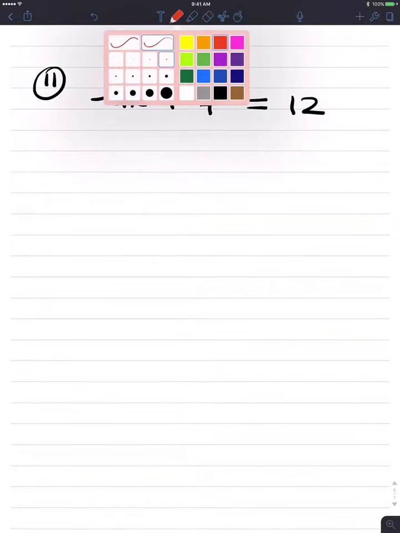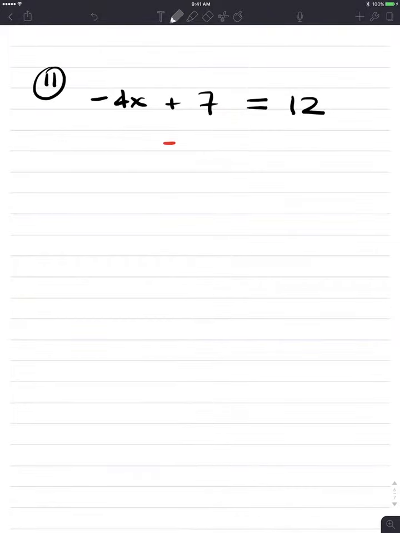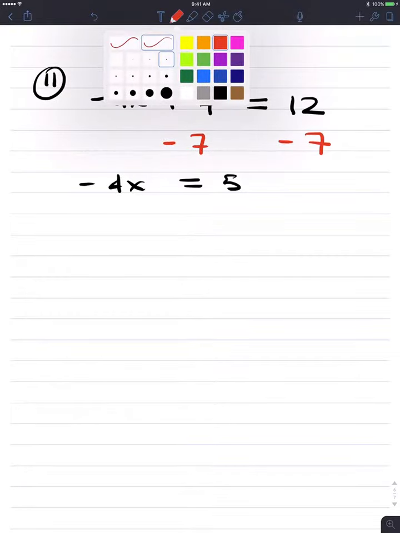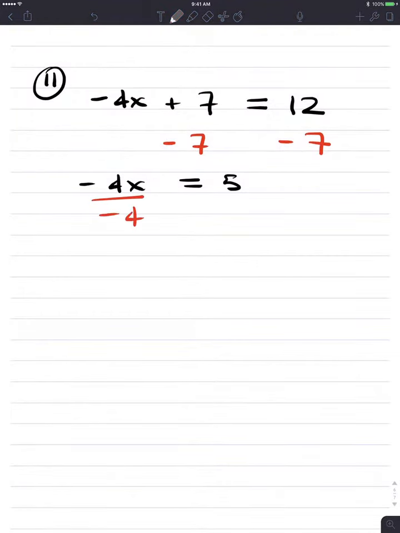Number 11, negative 4x plus 7 will be 12. We're going to undo our addition operation before our multiplication operation. We undo addition by subtracting. We subtract 7 from both sides to undo the addition of 7. We end up with negative 4x is 12 minus 7, which is 5. We're going to divide both sides now by negative 4.